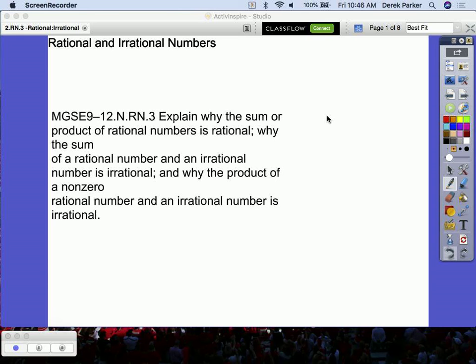In this lesson, we're going to learn about rational and irrational numbers. Our standard is RN.3: Explain why the sum or product of rational numbers is rational.